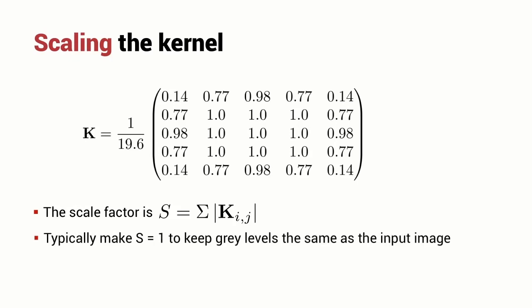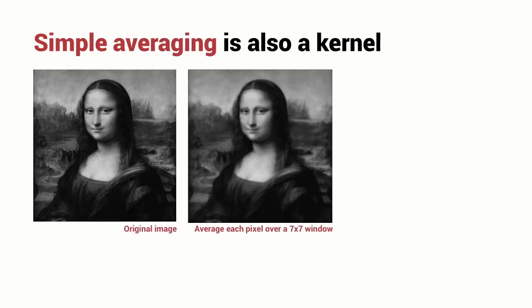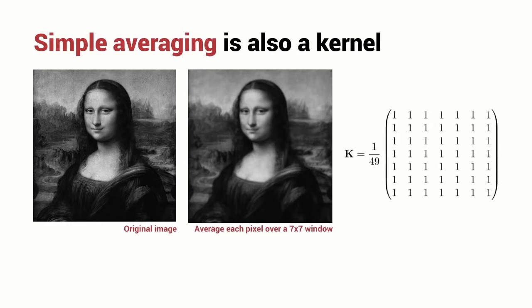This is a normalized kernel. So typically we try and compute a kernel that has got a scale factor of 1. The simple averaging that we looked at right at the beginning of this lecture, we can also think of as a kernel. In fact, it's a very simple kernel where all of the elements in the window are equal to 1. So here's the example for a 7 by 7 window, a 7 by 7 matrix of 1s. We divide it by 49 so that the overall scale factor is equal to 1.